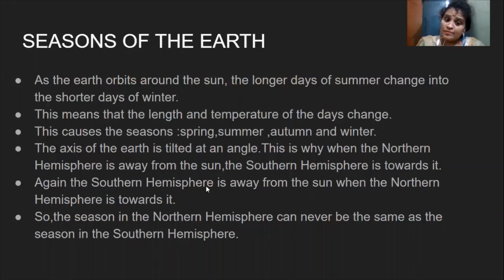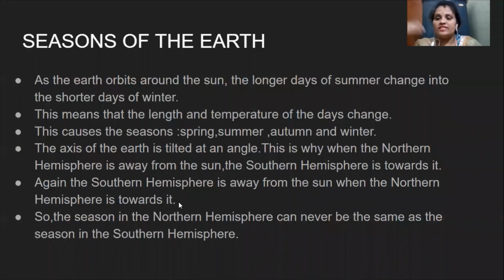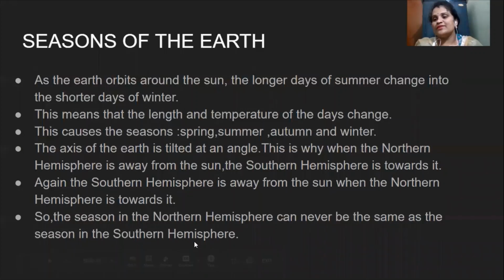Again, the southern hemisphere is away from the sun when the northern hemisphere is towards it. If one is away from the sun, the other hemisphere is towards it, right? So the season in the northern hemisphere can never be the same as the season in the southern hemisphere.